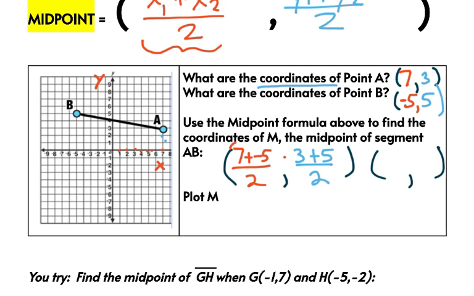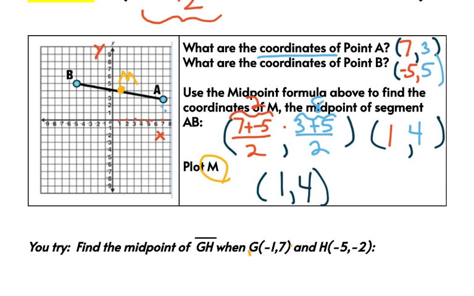So the top of this one would be 2. 2 divided by 2 is 1. When I add these, I get 8. 8 divided by 2 is 4. So my midpoint is the point 1, 4. I'm going to go plot that in yellow. I'm going to go 1 to the right because it was positive, and I'm going to go 4 up because it's also positive. I'm going to label it M, and I'm going to say that looks amazing. It so looks like I just landed right in the middle of segment AB.